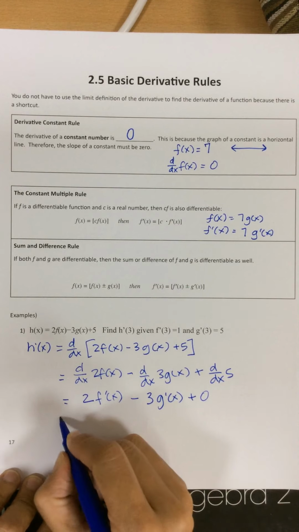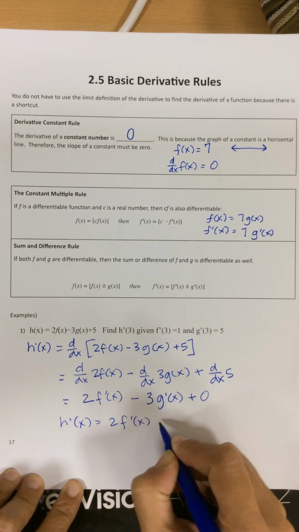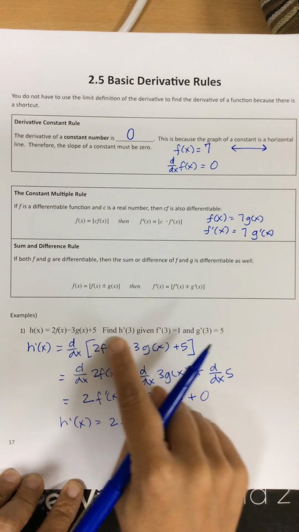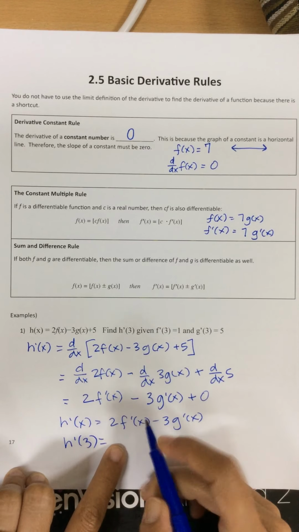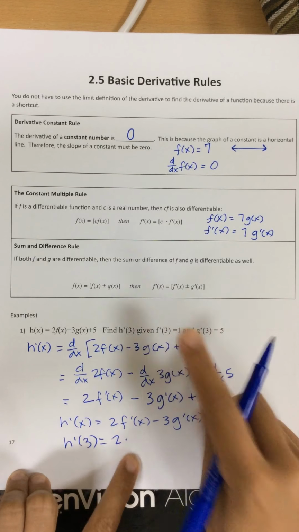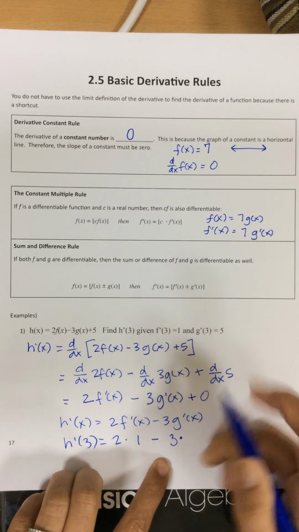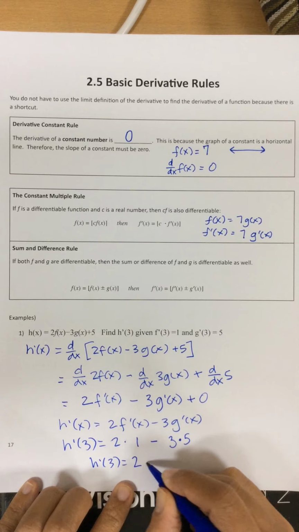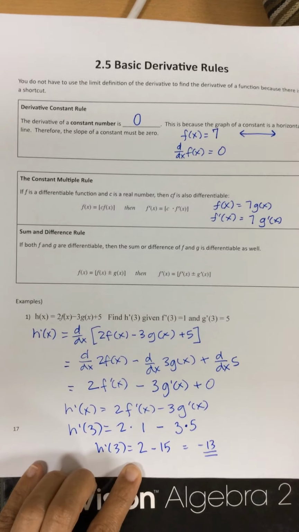Okay, so I've just figured out that h prime of x is equal to 2 times f prime of x minus 3 times g prime of x. They want us to evaluate it at 3. So h prime of 3 equals, well, 2 times, what's f prime of 3? 1. Minus 3 times, what's g prime of 3? 5. So h prime of 3 equals 2 minus 15, which equals negative 13. There's our answer.